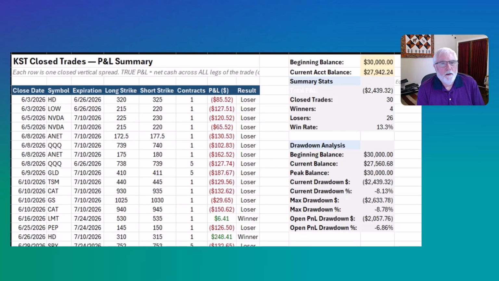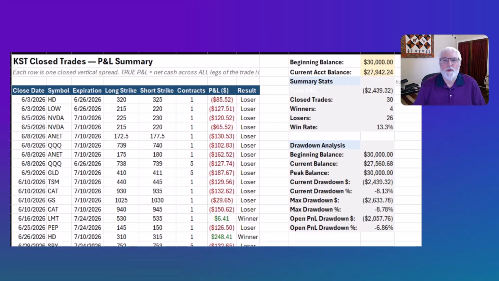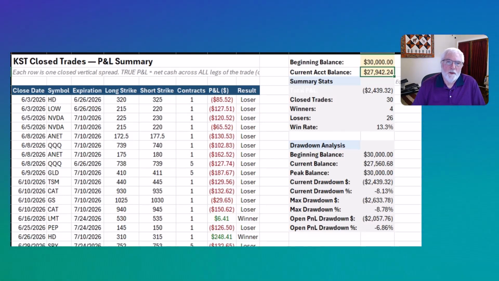What we're looking at now is the spreadsheet that we use to track all of our trades in our live account. Our live account is at Tasty Trade. We started out with 30K. Now we're sitting at 27,942. So we still have not come out and created a new equity high. We haven't gone above the original 30K at all.